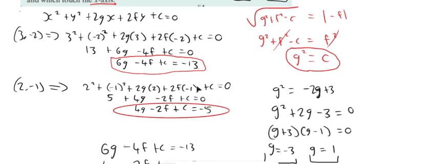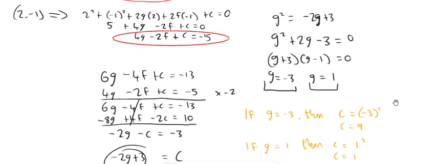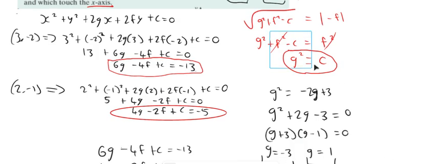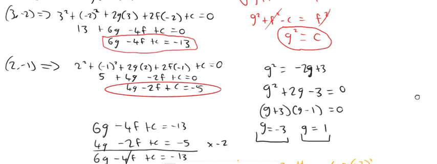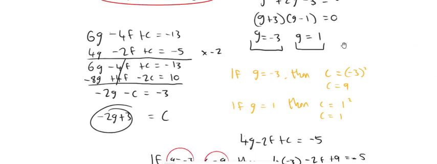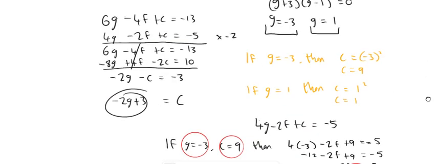Then I took the two original equations, the ones with g, f and c in them, and I eliminated the f out of them. So I got that minus 2g plus 3 is equal to c, and I already know from the radius being equal to minus f that g squared is equal to c, so I can let the two things that are equal to c be equal to each other, solve for g, and then I get two values for g. Then I sub them both back into the g squared is equal to c equation, and I get two values for c.